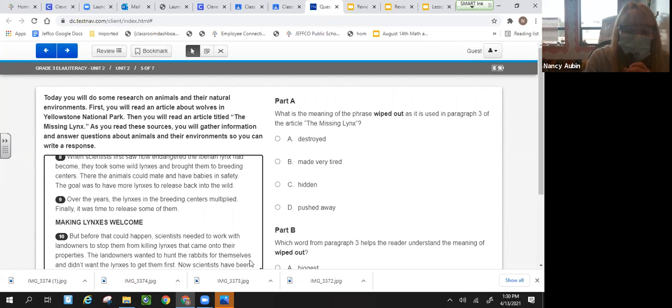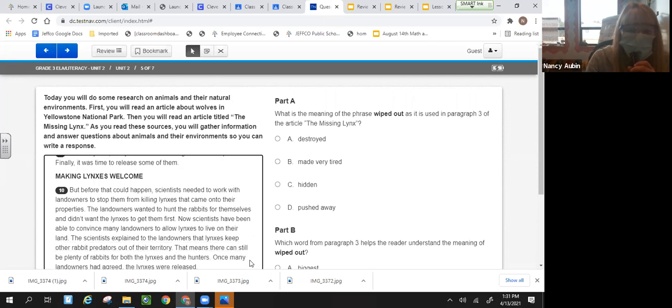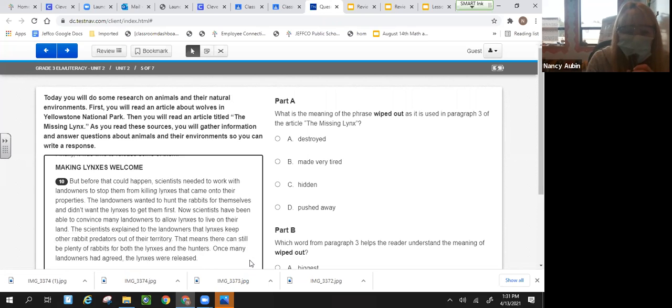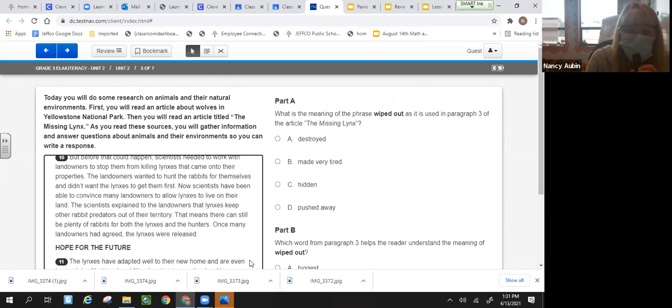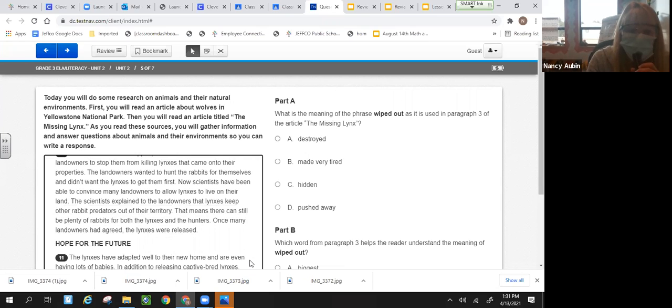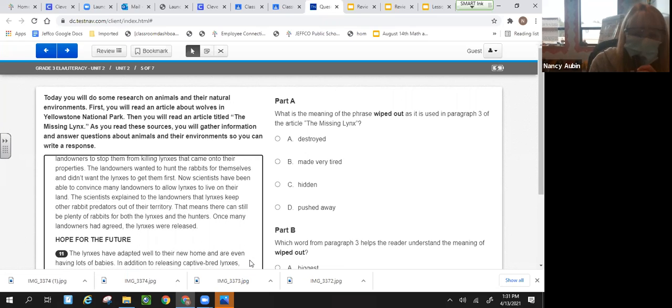But before that could happen, scientists needed to work with landowners to stop them from killing lynxes that came onto their properties. The landowners wanted to hunt the rabbits for themselves and didn't want the lynxes to get them first. Now, scientists have been able to convince many landowners to allow lynxes to live on their land. The scientists explained to the landowners that lynxes keep other rabbit predators out of their territory. That means there can still be plenty of rabbits for both the lynxes and the hunters. Once many landowners had agreed, the lynxes were released.